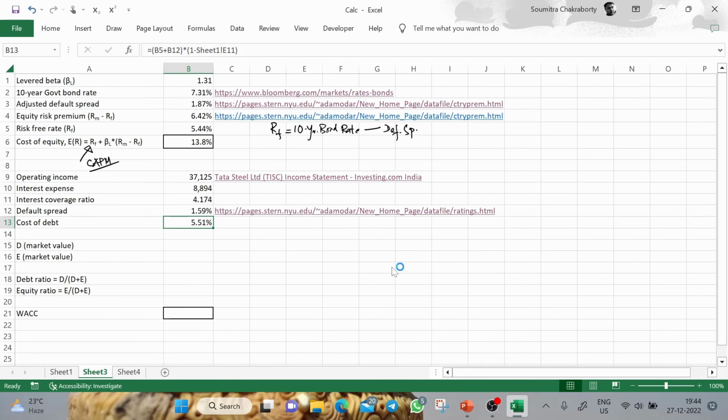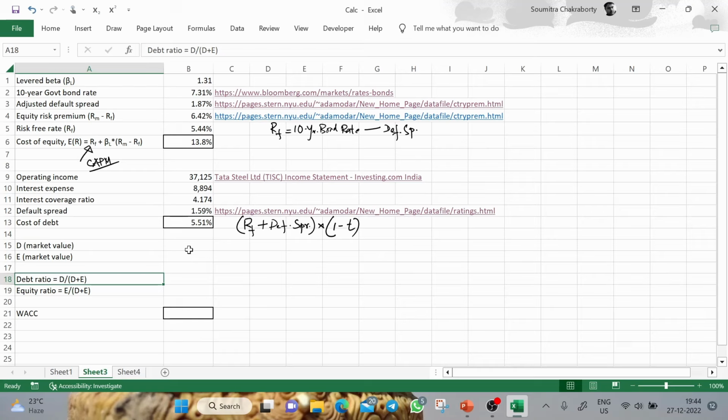What was the formula? Formula was risk-free rate plus your default spread into 1 minus tax rate. So that is what we have done here.